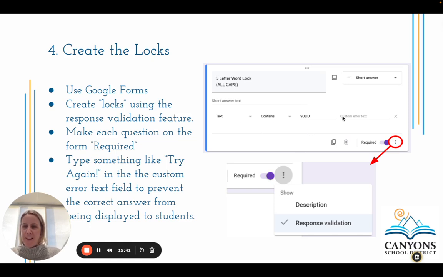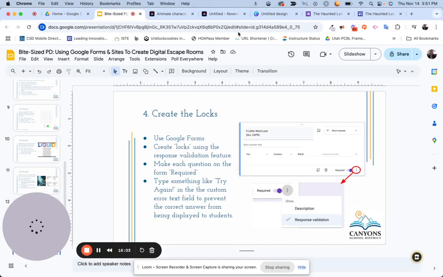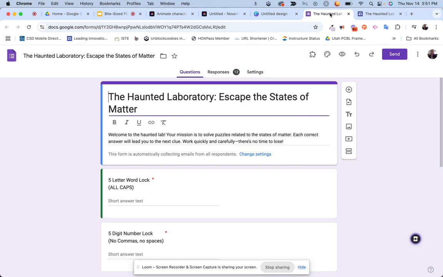And then something I learned, a mistake, I don't want you to make the same mistake that I did, because I didn't do this the first time. You don't want to keep this custom error text blank, because if you do, it'll show students the right answer. So if you don't want them to accidentally see must contain solid, you want to put something like try again. So that way they go, oh, I didn't get it right. Let's try again. So let me go into Google Forms and I'll show you what that looks like.